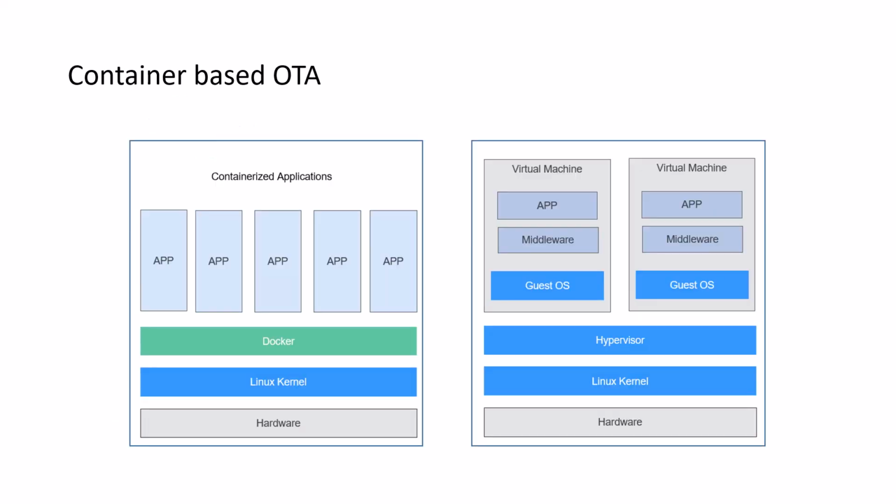Now coming to the fifth way of doing it, which is the container-based OTA. Here in this diagram, I'll explain with a small example how containers and VMs are different. Both of them have hardware, and both are running a Linux kernel, or whatever kernel. For example, we'll consider the Linux kernel. Now instead of a hypervisor, you have Docker or anything similar to Docker. It could be LXC, it could be Podman, it could be containerd, or anything else.